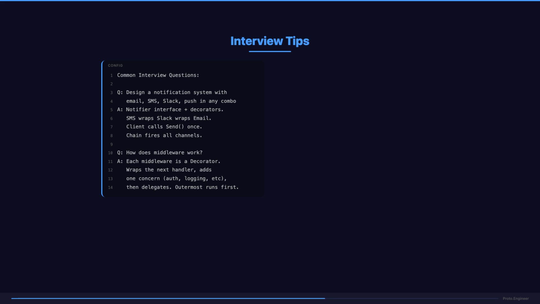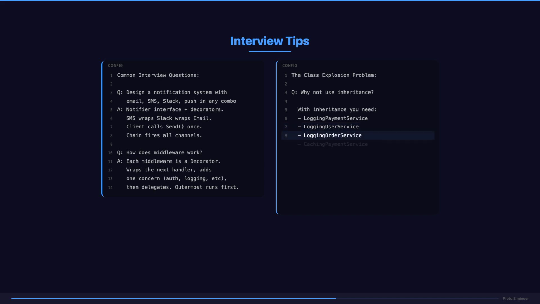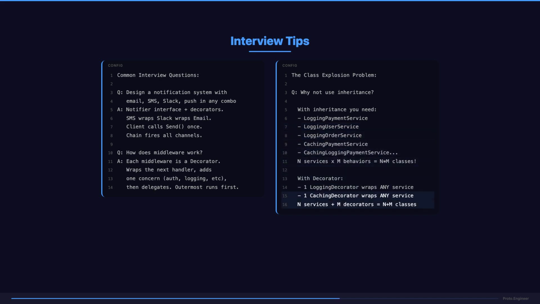Second, Java I/O streams. BufferedReader wraps FileReader, which wraps InputStreamReader. Each adds one capability: buffering, file access, character decoding. You can combine them in any order. Third, Python decorators. The @ syntax is literally named after this pattern. @login_required wraps a view function with authentication checking. @cache_result wraps a function with memoization. @retry wraps a function with automatic retry logic.